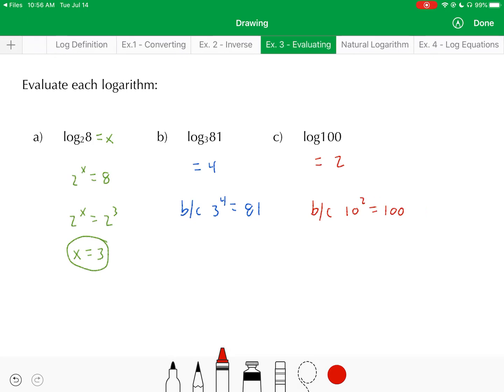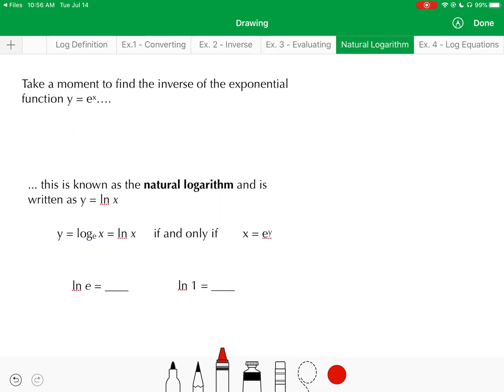All right, we keep moving forward. Now let's introduce to you a very special logarithm. Last section we talked about the exponential function being y equals e to the power of x, where e is that value of approximately 2.718. What if we want to find the inverse of that?